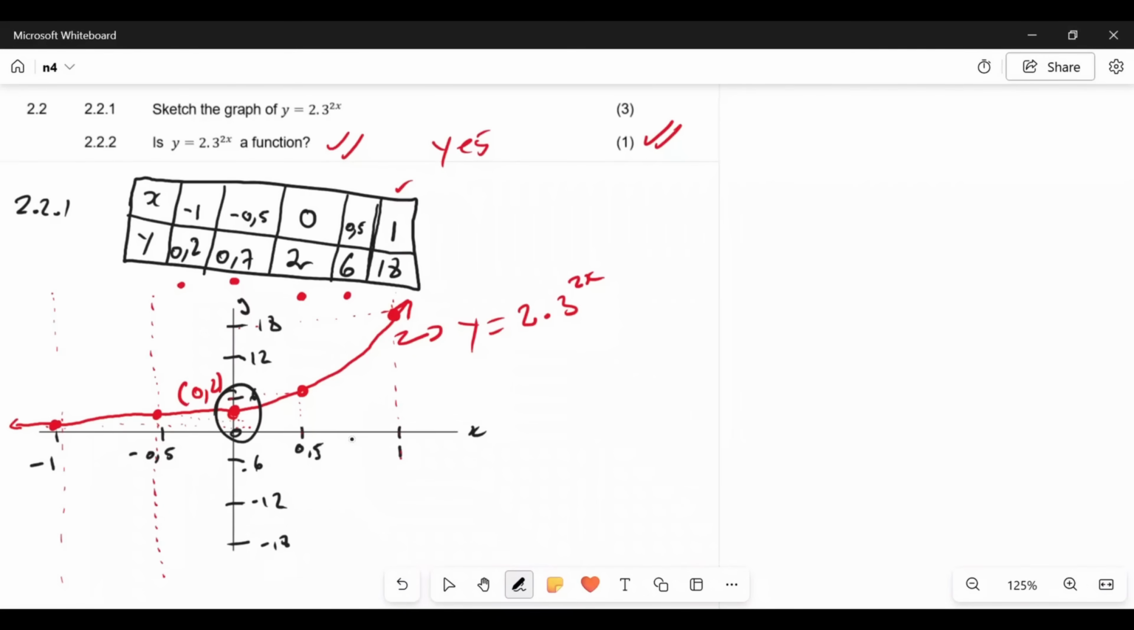When your graph cuts the y-axis once, just know it's a function. In this case here, we can use that method to determine whether it's a function or relation. So the answer is yes, because this graph of ours cuts our y-axis once. If it cuts more than once, just know it's no longer a function, it is a relation.